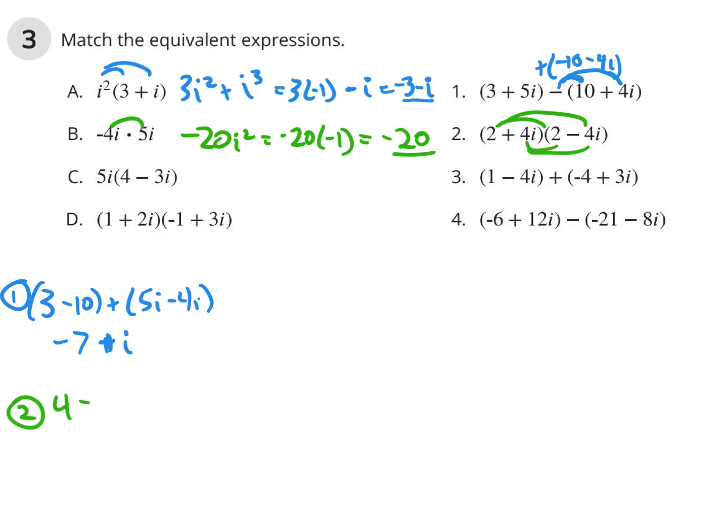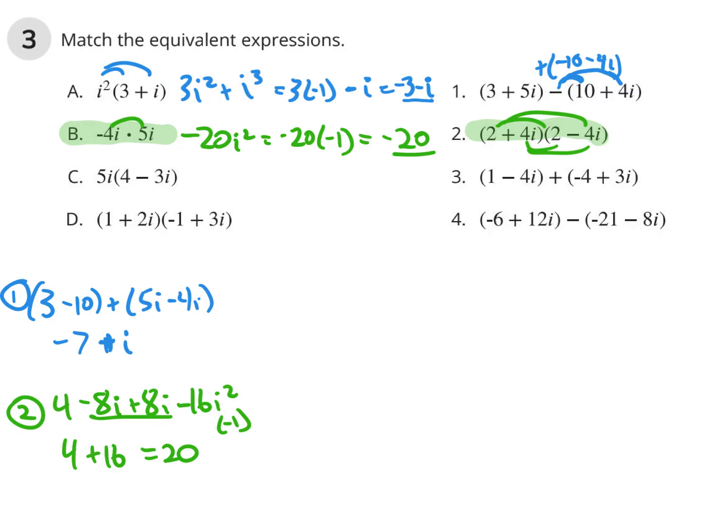2 times negative 4 is negative 8i. 4i times 2 is positive 8i. And then 4i times negative 4 is negative 16i squared. So the 8i's cancel out. You're left with plus 16 because i squared is negative 1. A negative times a negative is positive. So that equals 20. So B and 2 match. All right. We haven't found a match for A and 1 yet.